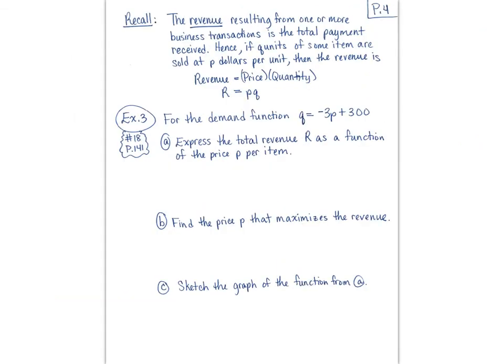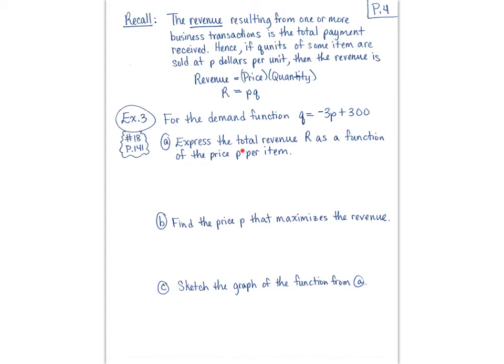Okay. The revenue resulting from one or more business transactions is the total payment that's received. Hence, if Q units of some item are sold at P dollars per unit, then the revenue is equal to your price, P, times your quantity, Q. For the demand function Q equals negative 3P plus 300, let's find the following.